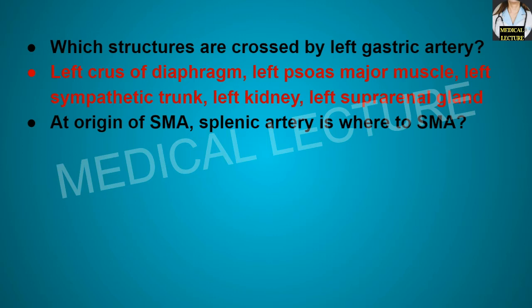At the origin of the superior mesenteric artery, where is the splenic artery in relation to the superior mesenteric artery? So at the origin of the superior mesenteric artery, the splenic artery is superior to the superior mesenteric artery.